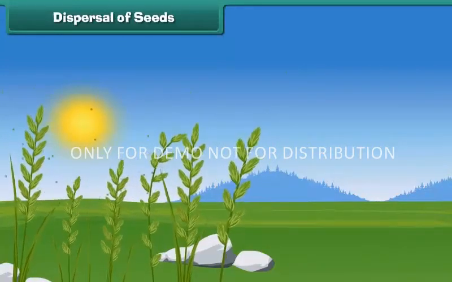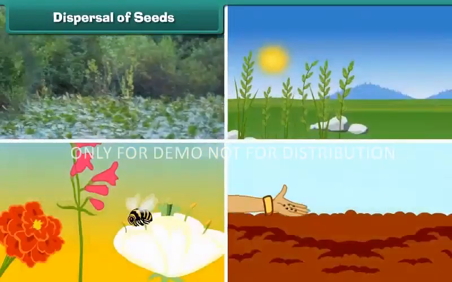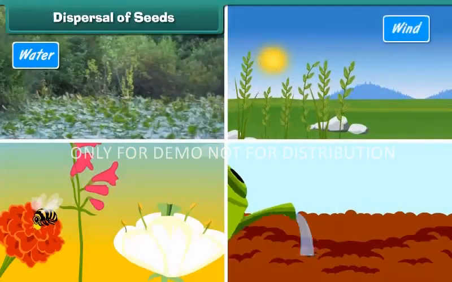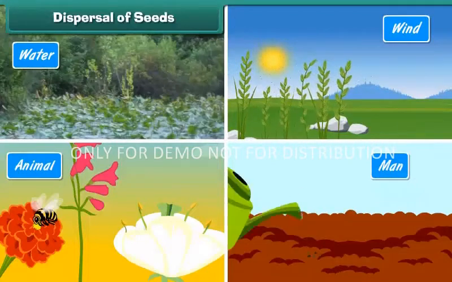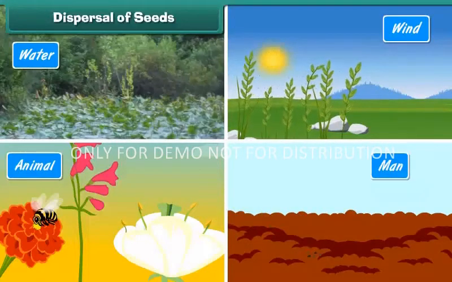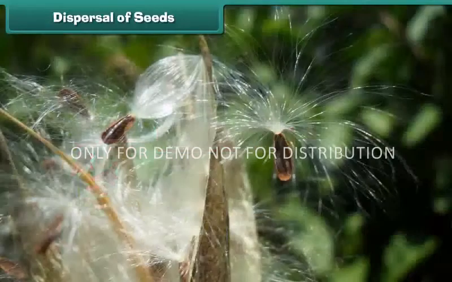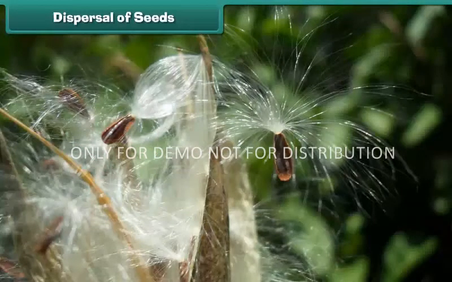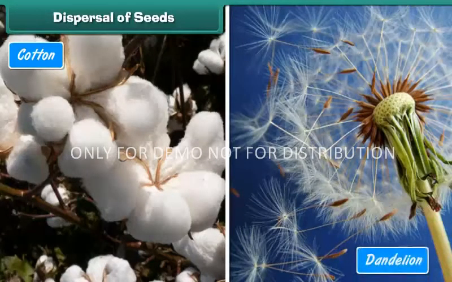Nature has arranged some methods of seed dispersal in many ways, like by water, wind, animals, and even man is useful in dispersing seeds. These are known as agents of dispersal. Wind. Seeds which are light in weight and have wings or feathers, example, cotton, dandelion, maple.